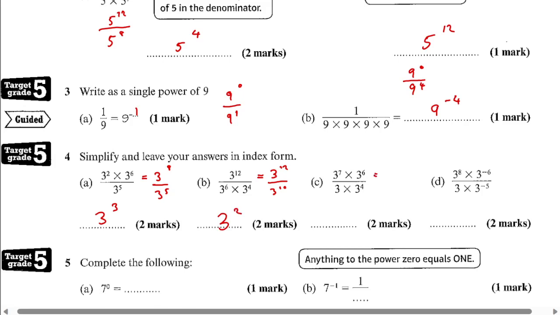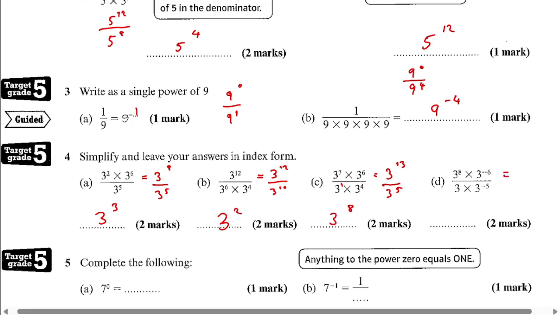This one, I'm going to simplify the numerator and the denominator by adding the powers, and I'm going to view that as a 1. So 7 plus 6 is going to be 13, so that would be 3 to the power 13 over 3 to the power 5. Then when I subtract the powers, 13 take away 5 is going to be 8, so that would be 3 to the power 8.